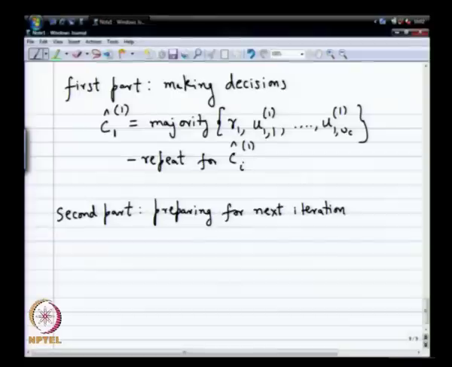So, in the second part, when you prepare for the next iteration, remember what has to happen in the first half of the next iteration.